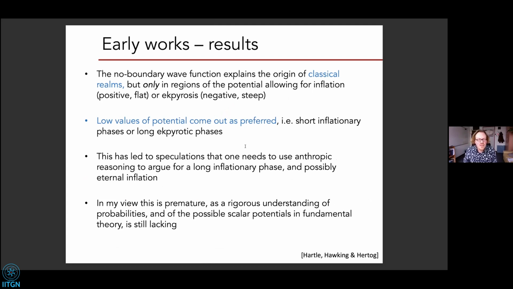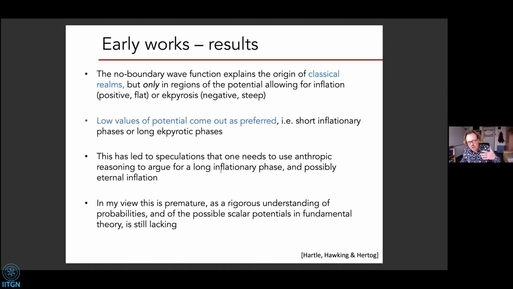Now, okay, so let me just recap briefly what these early works achieved. They showed that the wave function indeed can explain why there are classical realms where the universe is classical, but only if the potential allows either for inflation or ekpyrosis. As I said, low values of the potential are preferred, and this typically means that short inflationary phases are preferred over longer ones, but in the ekpyrotic case, it means the opposite. Longer ekpyrotic phases are preferred.